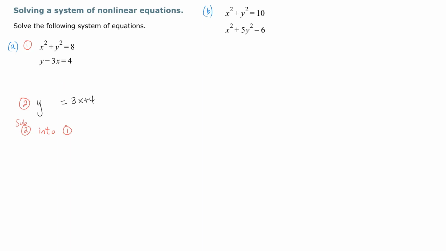So I have equation 1, I have equation 2. Now I'm going to sub 2 into 1 because I have y by itself. So for equation 1, whenever you see y, put parentheses.